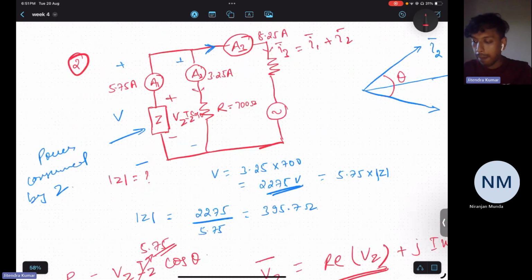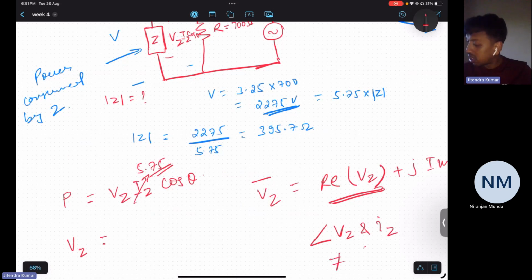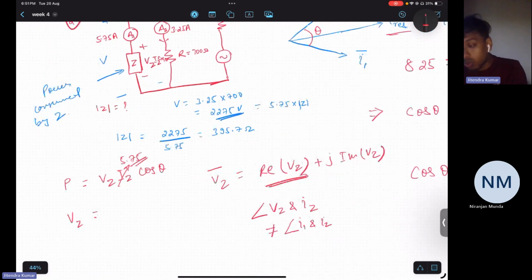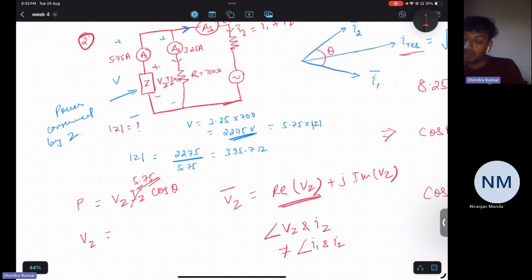You got it? We want this angle between Vz and Iz, not the angle between I1 and I2. Both are not equal. Both may be equal, but both may not be equal, right?